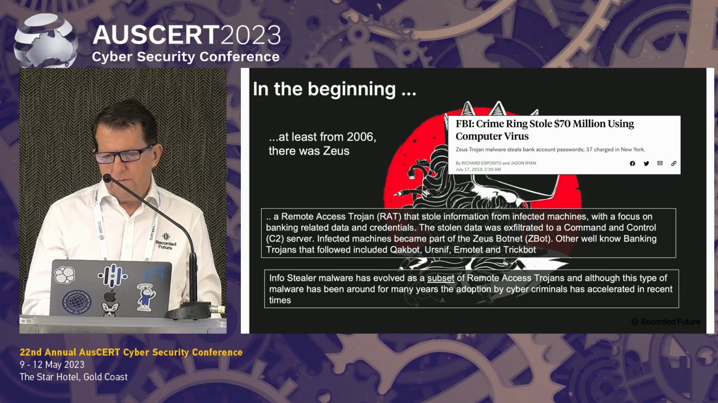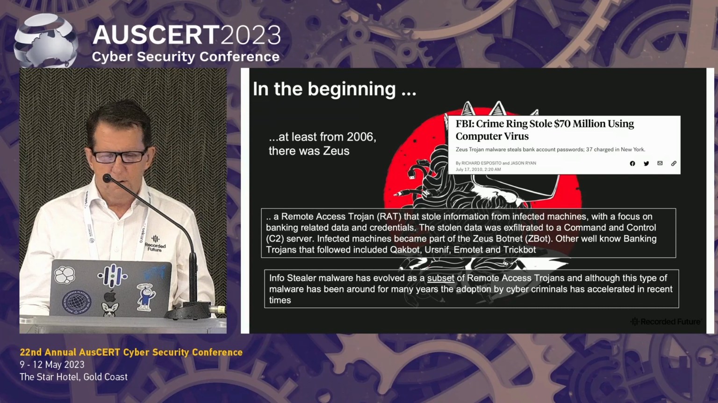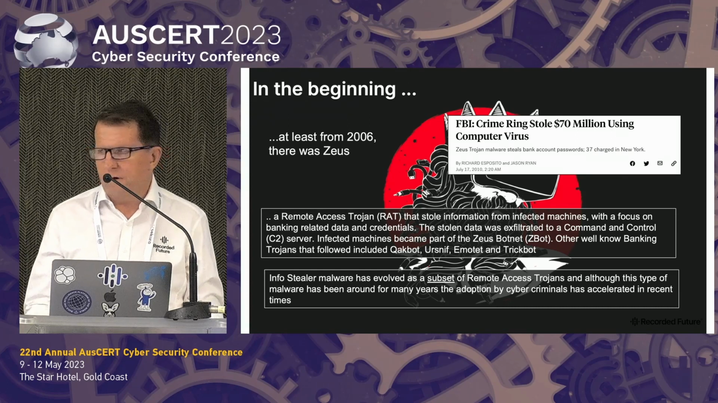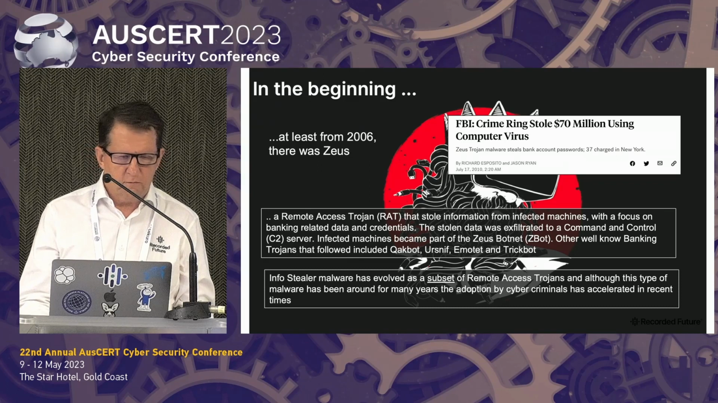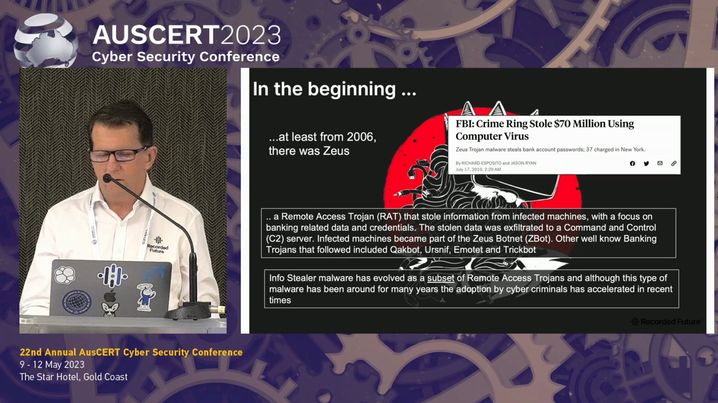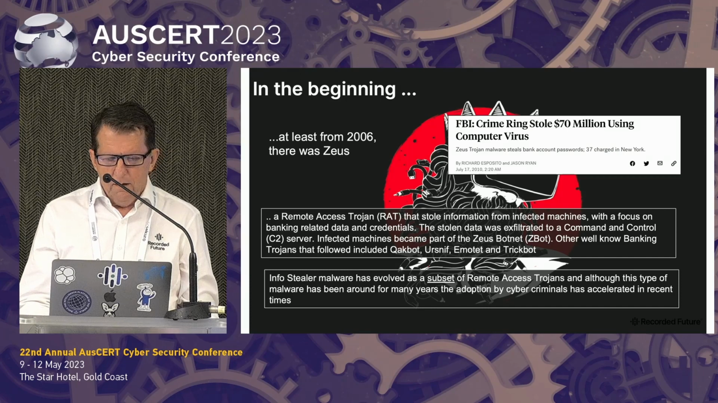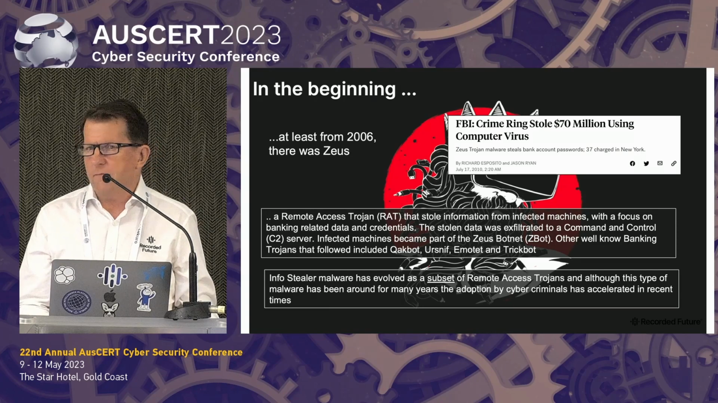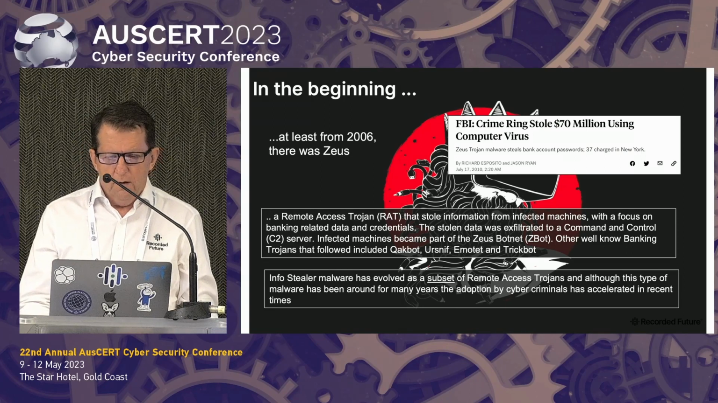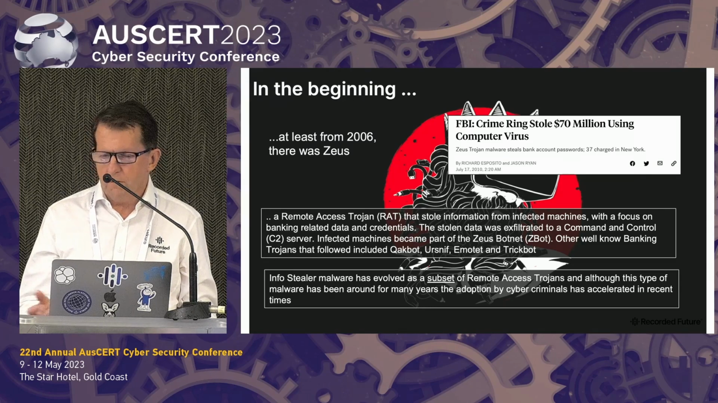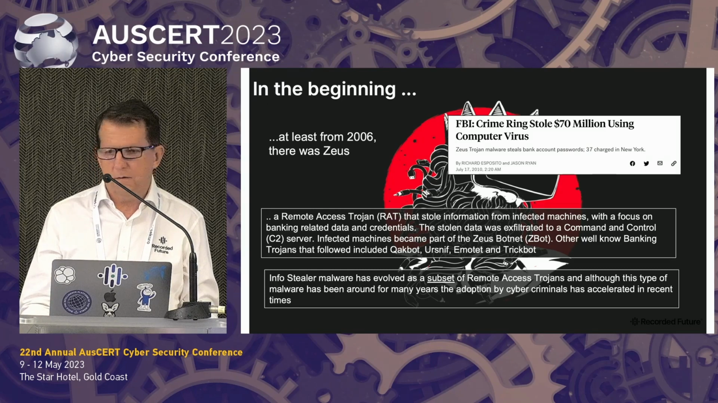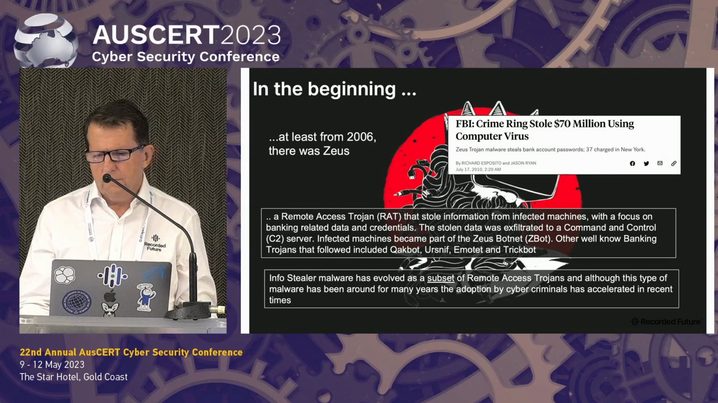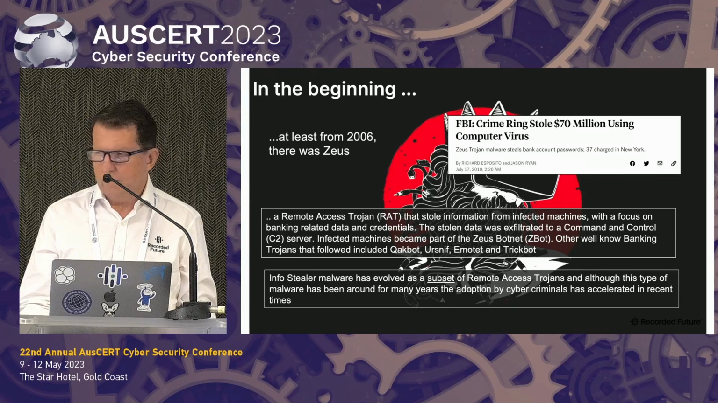And then that was exfiltrated to the Zbot botnet, and then of course there were some very famous successors to Zeus: Quackbot, Ursnif, Emotet, Trickbot. So I guess the Info Stealers have evolved since then as a subset of those remote access Trojans. And we're seeing a growth in their use by cyber criminals, not just script kiddies and hacktivists. Now the high-end gangs, like the ransomware gangs, are using credentials derived from Info Stealers.